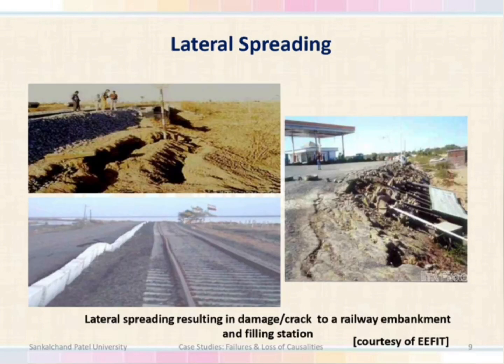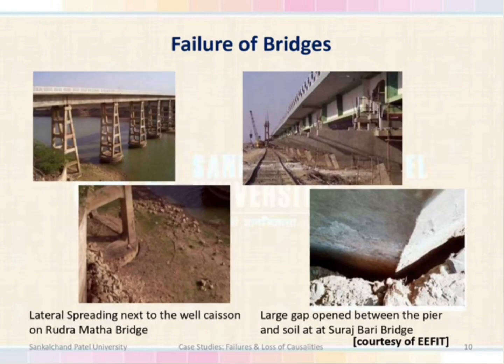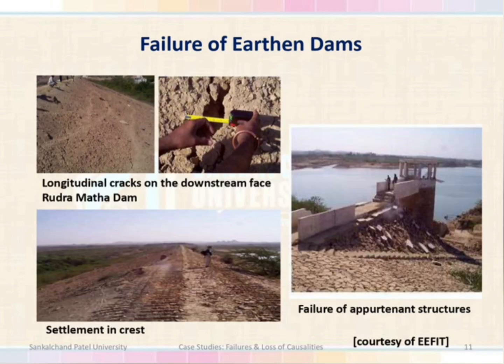Due to the shaking of the ground during the earthquake, you can see the cracks and damage observed in the region of the railway embankment, and some of the filling stations are severely damaged. Several bridge structures were also damaged, like Rudra Mata bridge and Suraj Bari bridge. Here you can see the cracks observed in the well caissons, and separation of the pier from the soil, also seen in the Suraj Bari bridge.